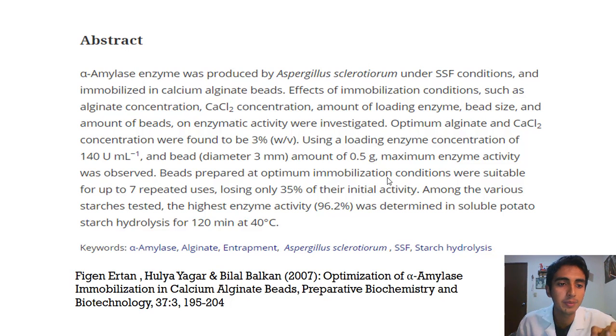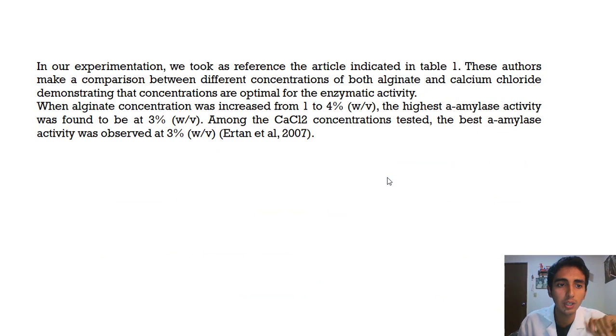So they found the optimum alginate and calcium chloride concentrations to be 3% weight per volume, using an enzyme concentration of 140 units per milliliter, and the bead diameter is 3 millimeters. With 0.5 grams, maximum enzyme activity was observed. So they use these parameters, and in our experimentation we took the reference of this article.